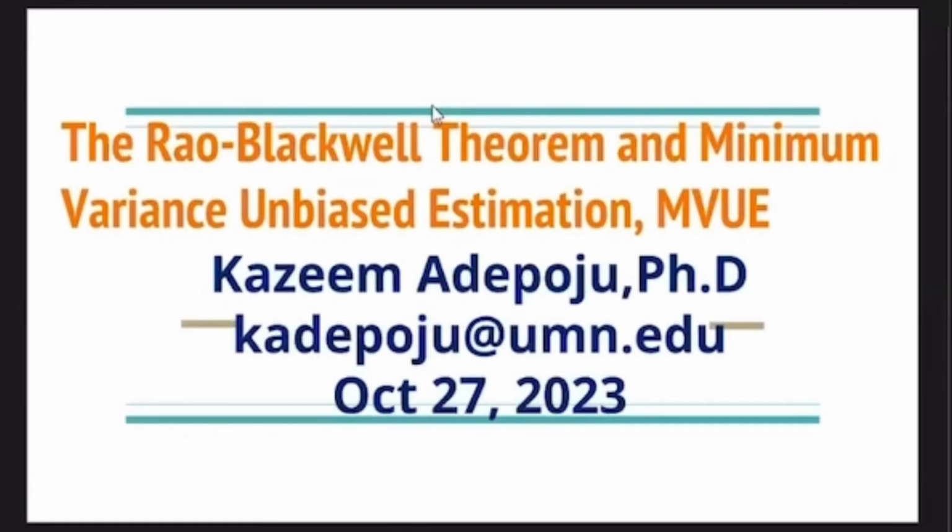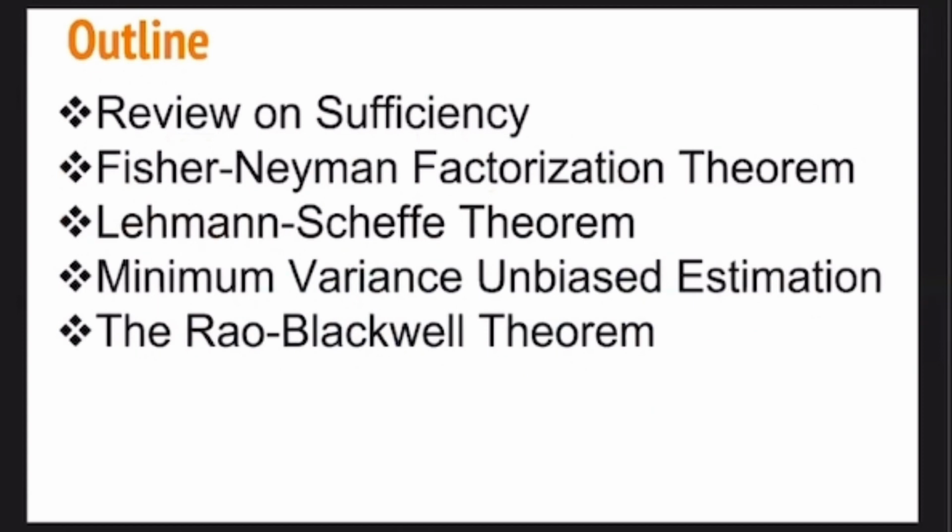MVUE. At times they could have uniform minimal variance unbiased estimator. Okay, so once again, I'm welcoming you to this topic. There are Rao-Blackwell theorem and minimal variance unbiased estimation. In the outline today, we got a lot to do. In the outline, I'm going to have a recap on sufficiency that we've done before.